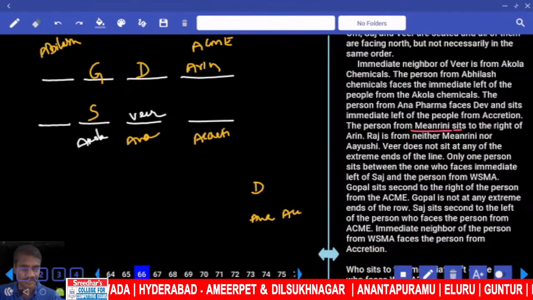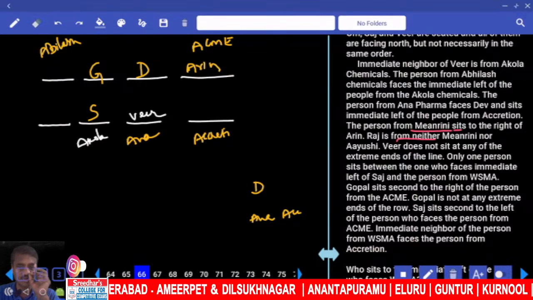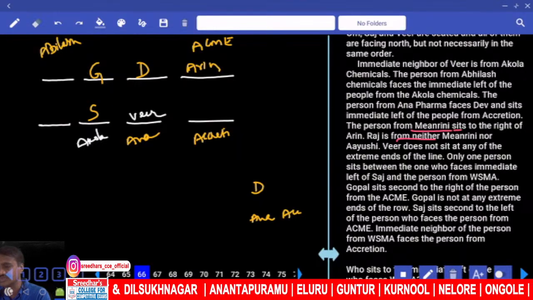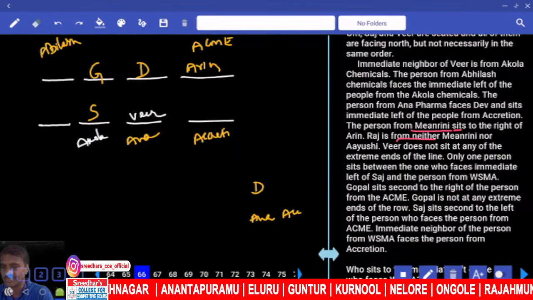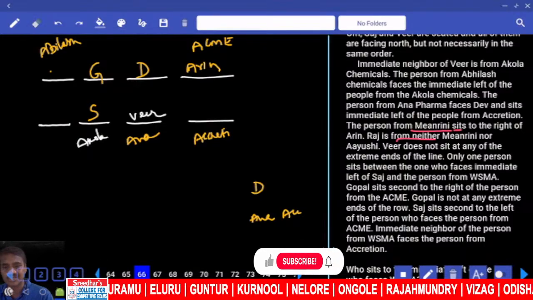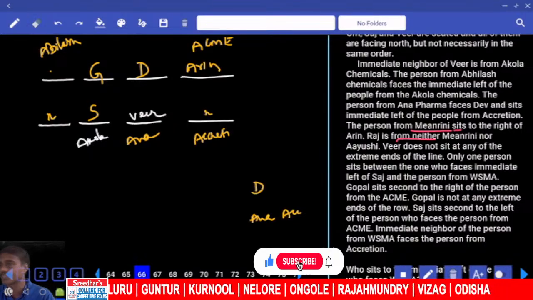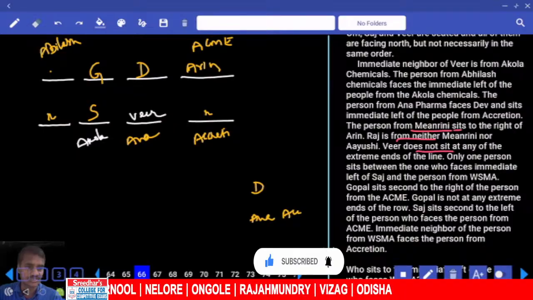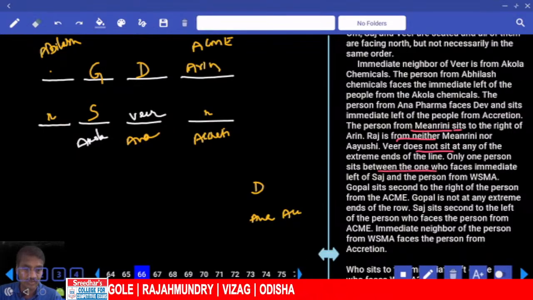Then right of Raj is neither from Mean Rini nor IUC. And Raj is neither Mean Rini nor IUC. Where should this Raj be? Raj can be here or here, there are two possibilities. Then neither. V does not sit at any one of the extreme. And only one person between the one who faces immediate left of SAS and the person from WSMA.